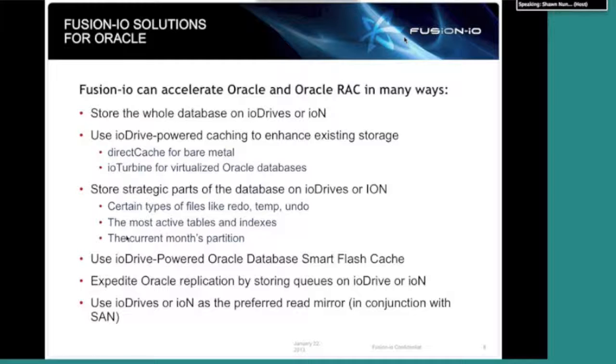Now, accelerating Oracle can come in a lot of different flavors. We're going to focus on one very simple one today, which is using the local ioDrives as storage. But you can do other things, like you can move just the temp files, redo files, strategic files, and put that on the ioDrive to make it faster. You can use the Fusion drives as Oracle's smart flash cache. You could put your Oracle data out on an Ion, for example, or you can use the Ion as a preferred read mirror.